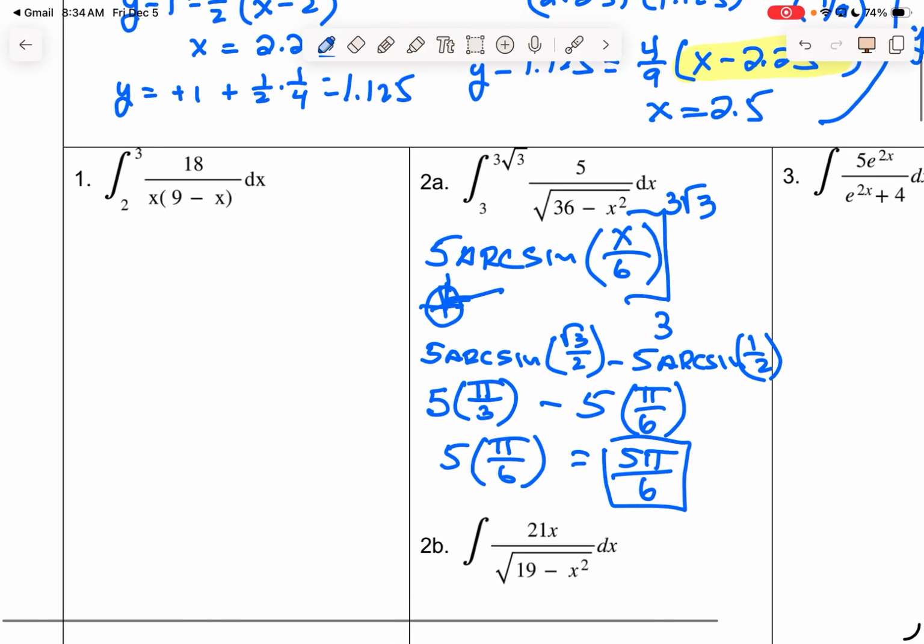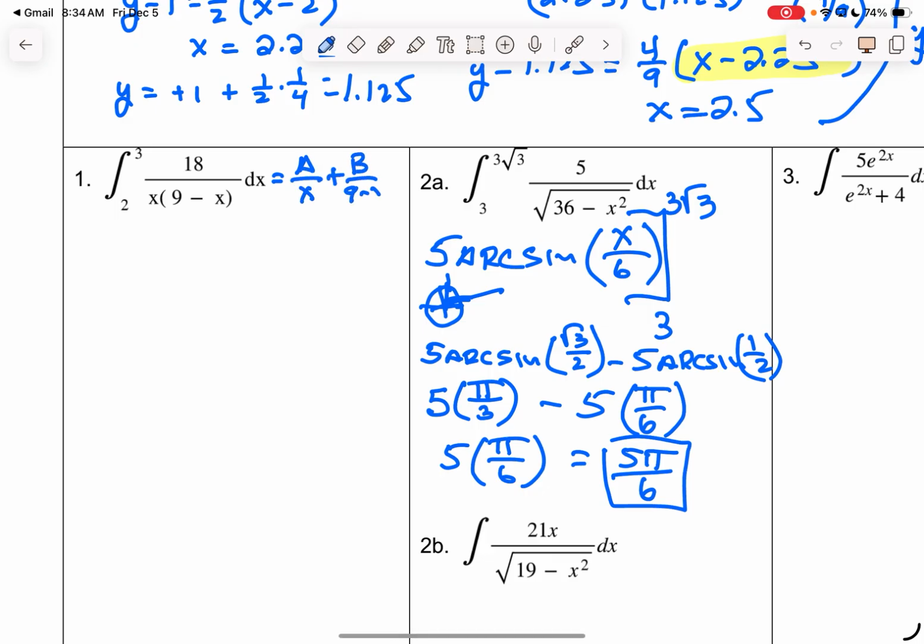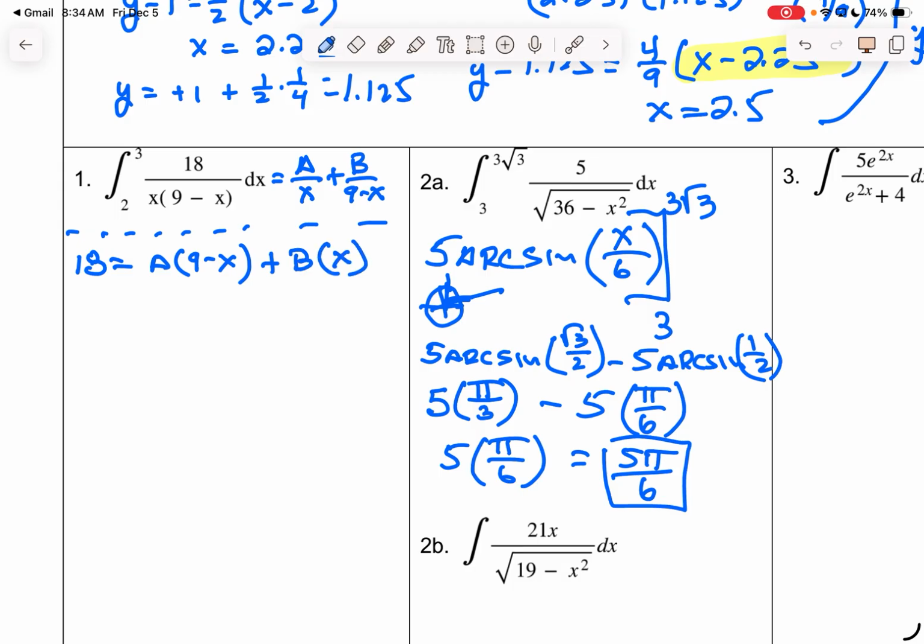All right. So if we look at number 1, what method do we have to use for 1? Part Y. What's our clue? It's factorable. Okay. So if we do a over x plus b over what then? 9 minus x. If we cross multiply, remember we're doing side work here, it becomes 18 is equal to a times 9 minus x plus b times x. Now, I want to ask you before we do anything, are a and b going to work out to be the same? Or same but opposite, possibly?